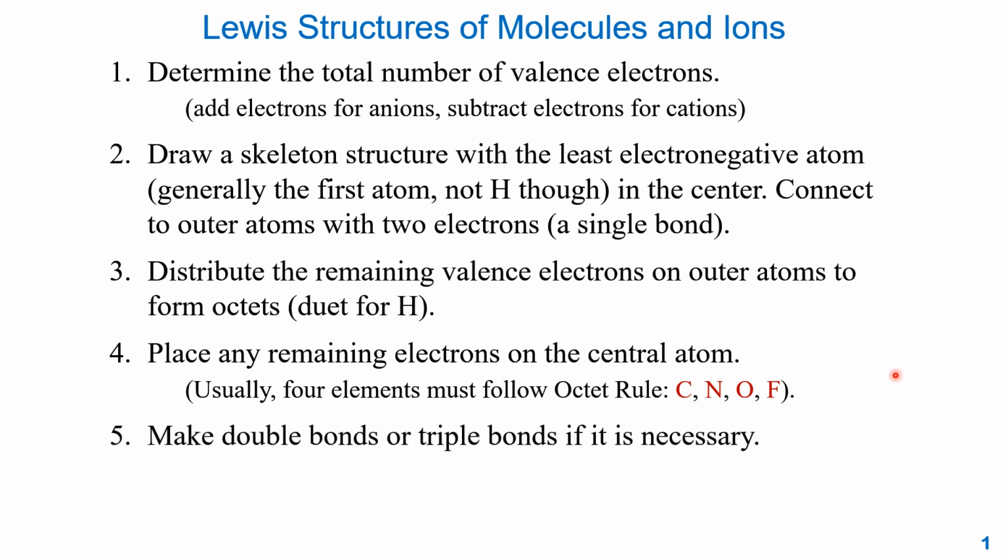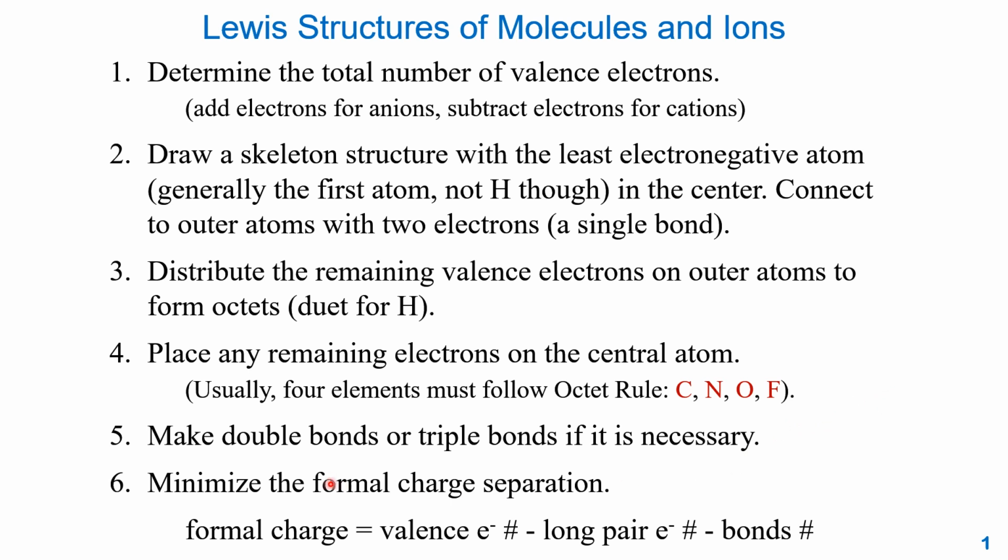Fifth, make double or triple bonds if necessary. That means sometimes, if the central atom is carbon and does not have an octet, you need to make a double bond to make sure the central atom has 8 electrons.